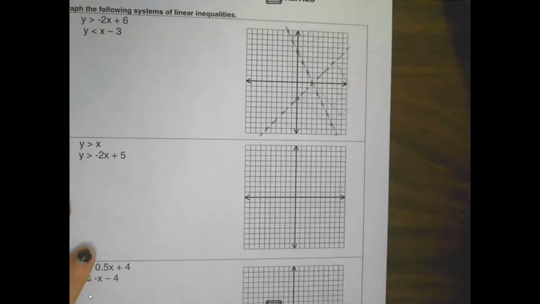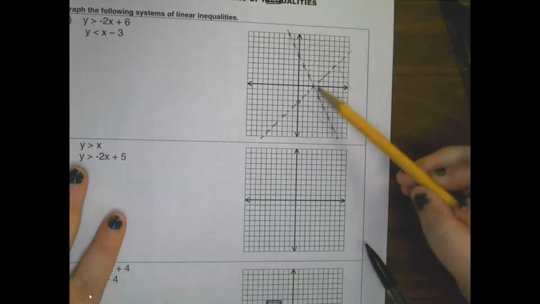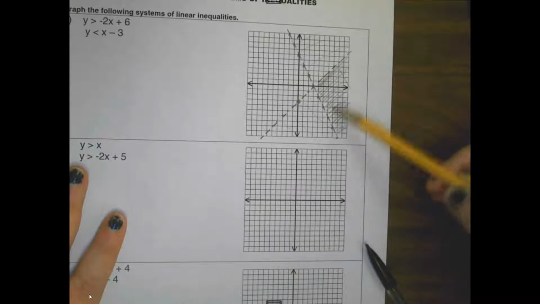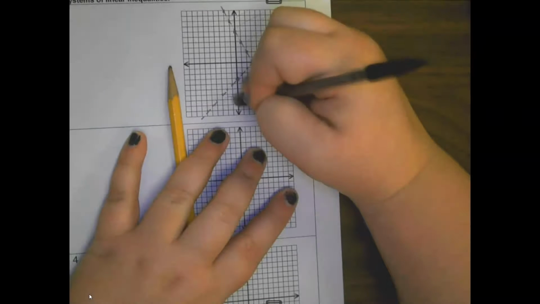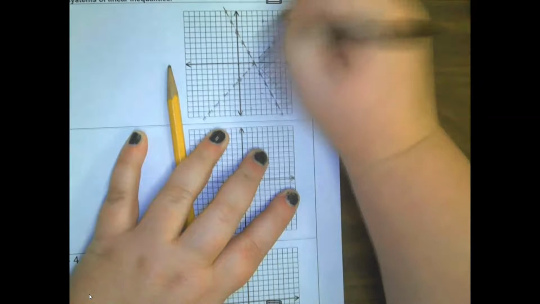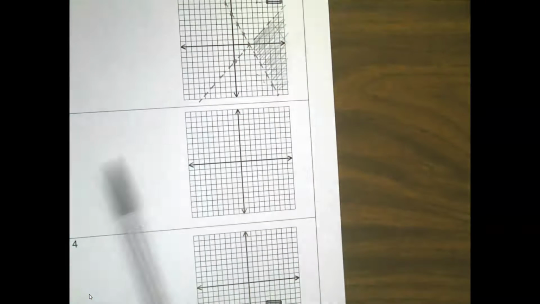But the only part that's going to be the solution is where they are both. I've got the lines going both directions. Okay, so just this little section. So I'm going to erase my lines on the other section because the only solution to both of these is going to be in that double shaded part.